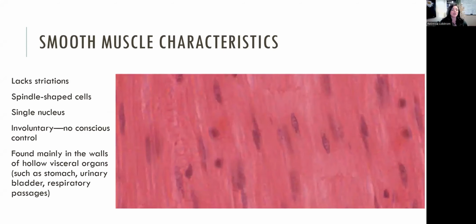Smooth muscle is another category that we have, and you notice the difference in tissue here in that we don't have those striations that we saw in skeletal muscle. They have spindle-shaped cells, and that's these elongated shapes that you see. They have a single nucleus. They are involuntary, and we are not consciously controlling these. So in places like our visceral organs, our stomach, urinary bladder, respiratory passages, inside of some of our vasculature, we have smooth muscles that sit there that we do not control.